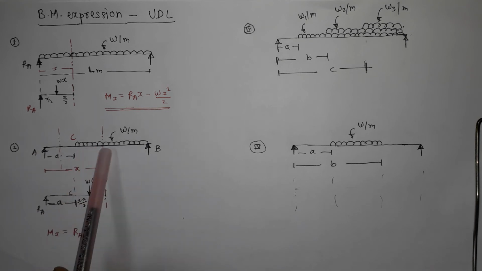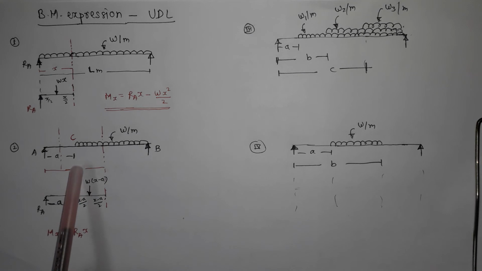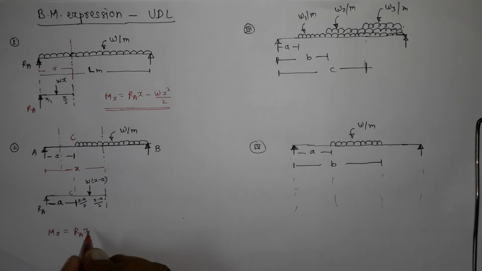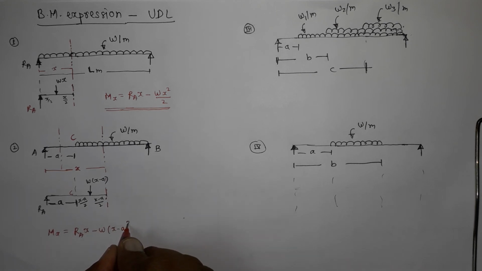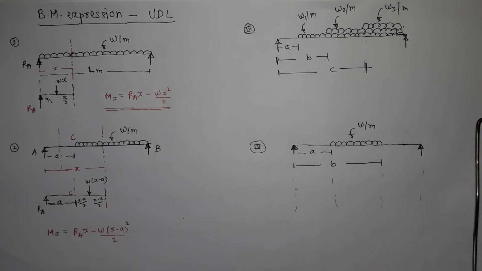Now this UDL, if I want to convert it into a point load, it will be W into this span, which is x minus a, so W into x minus a, acting at a distance x minus a by 2. The bending moment at this section will be RA into total distance x, minus W into x minus a into this perpendicular distance, which is x minus a by 2. So it will be W into x minus a into x minus a by 2, meaning W into x minus a square divided by 2. This is the bending moment expression when the UDL is starting from a point other than the left end.